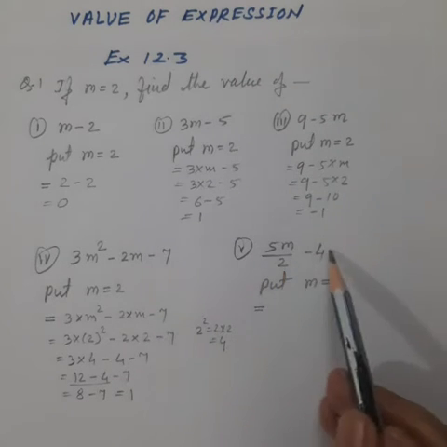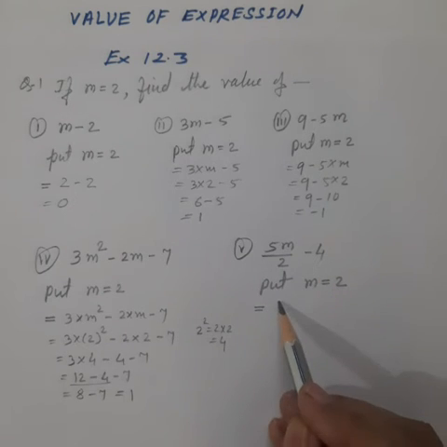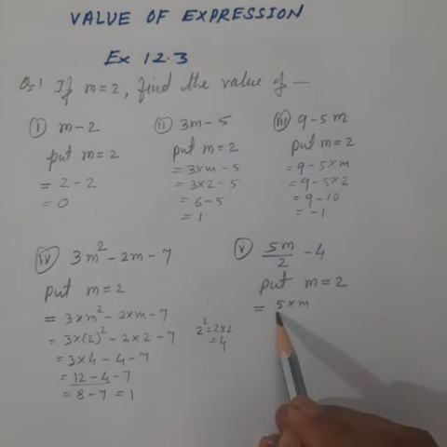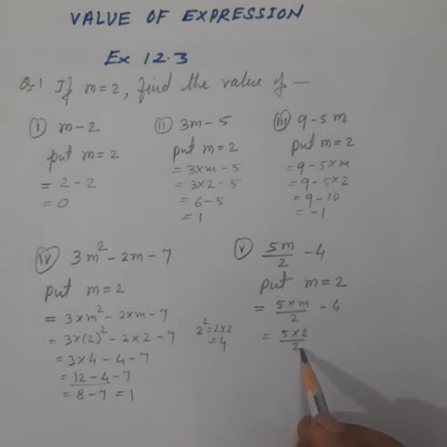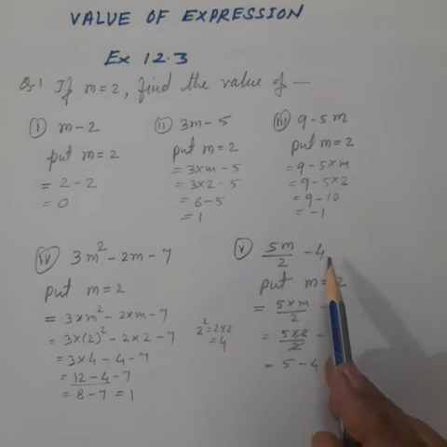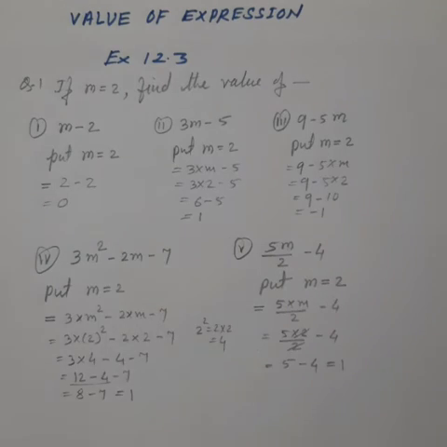Fifth, to find the value of the expression, at the place of m, put 2. 5m means 5 into m, by 2, minus 4. At the place of m, put 2. 5 into 2 by 2 minus 4. This 2 will cancel. One 2 is in the numerator, the other is in the denominator. Now 5 is left. 5 minus 4. 5 minus 4 is 1. So the value of the expression is 1 when the value of variable m is given 2.